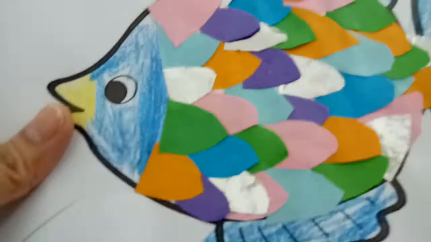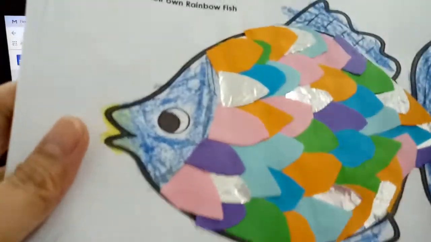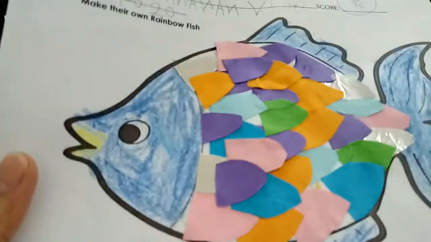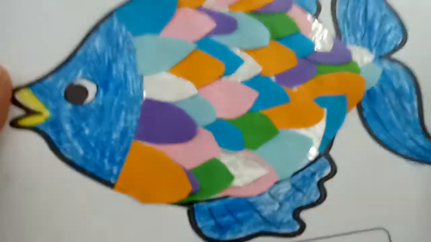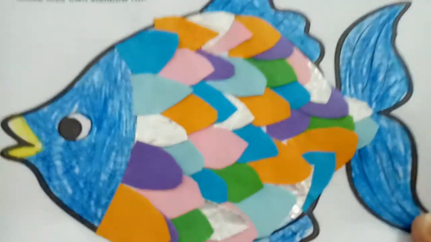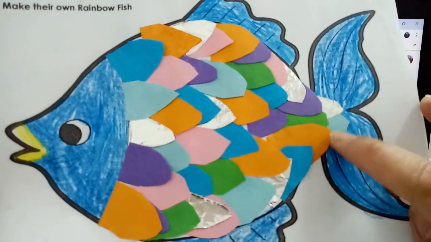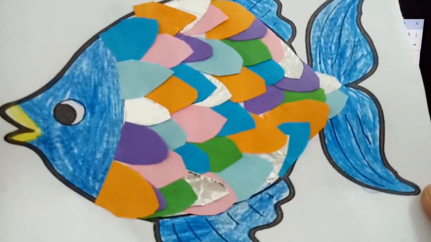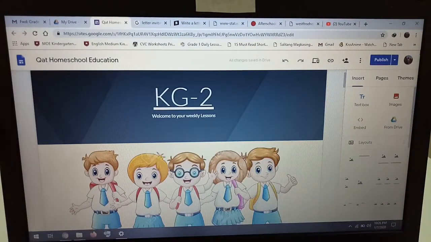So this one, and another one here, and another one here. See that? So it's up to you how you're going to do it. Okay, so I want you to make your own Rainbow Fish. Start here at the tail of the fish. So once you're done, you put that inside your portfolio. So I hope that is clear.